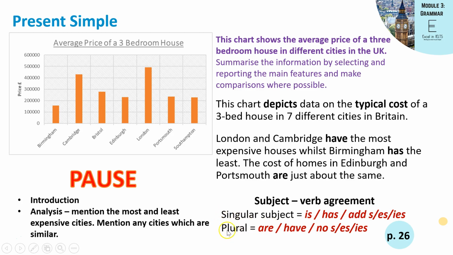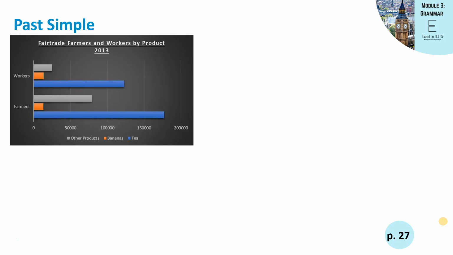If it's a plural subject, so it's more than one subject, then you need to use are and have, and there is no s, es or ies, so there is no change to the verb at all. So for example, here London and Cambridge are 2 subjects, so you would use have because it's plural. And then here you've got Birmingham, because it's singular, I'm using has. So make sure you keep this in mind when you're writing in the present simple. Let's move on to past simple now.